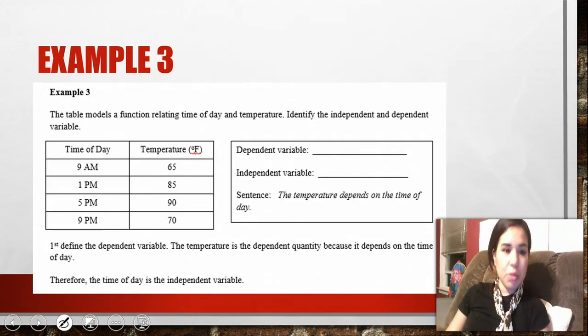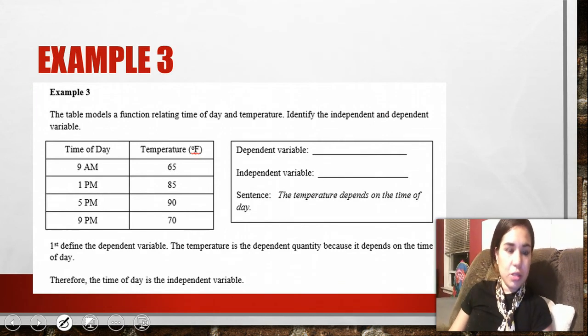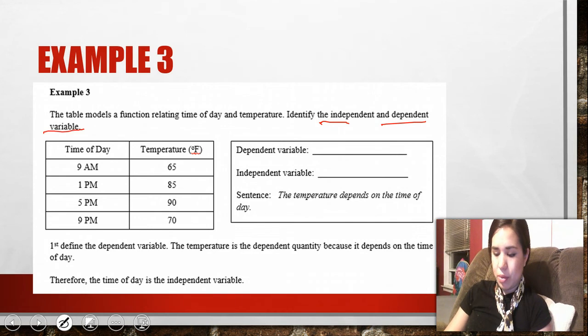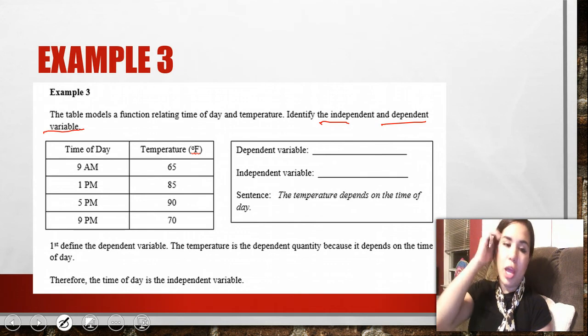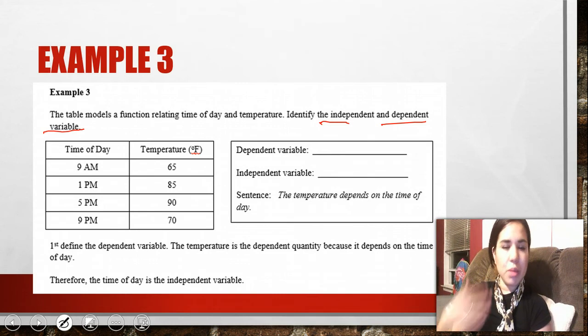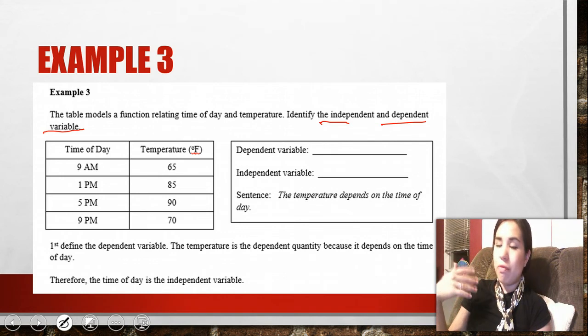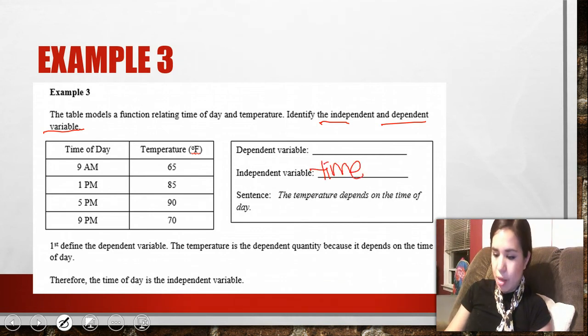Okay, example 3 says the table models a function relating time of day and temperature. And they want us to identify the independent and the dependent variable. Normally, anytime you have a word problem that deals with time, time is going to be the independent variable because we can't change time. Time is always changing. So our independent variable is going to be the time, and the dependent variable is going to be the temperature.